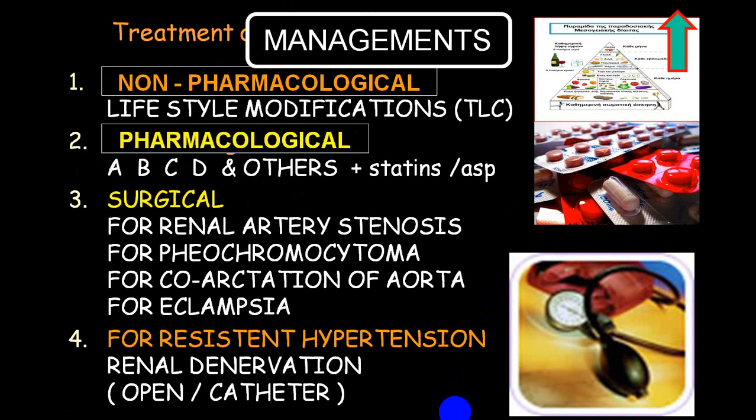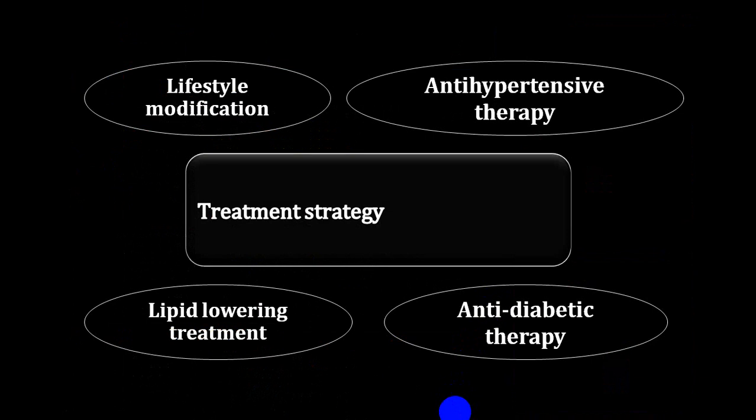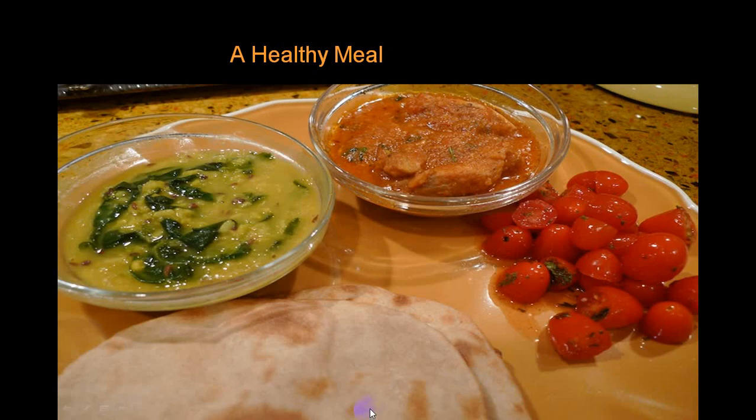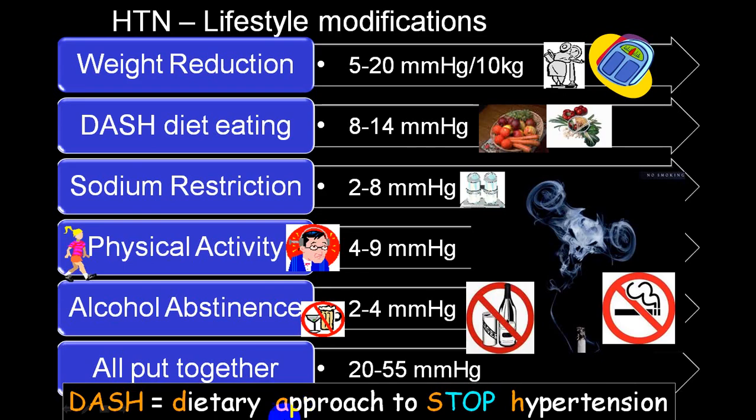So non-pharmacological, pharmacological, surgical treatment, and treatment for resistant hypertension. So lifestyle modification, antihypertensive treatment supported by lipid lowering, diabetes control, etc., and antiplatelets becomes the supportive line of treatment. A healthy meal is the first thing in a total lifestyle modification. This is an unhealthy meal. You should not have this unhealthy meal.